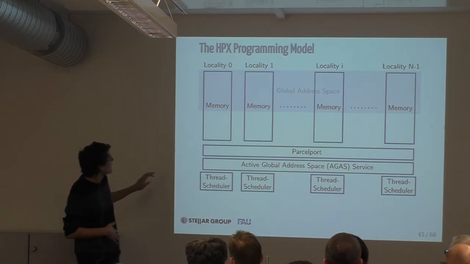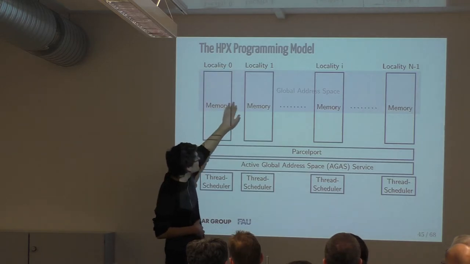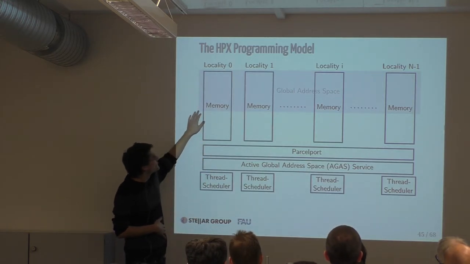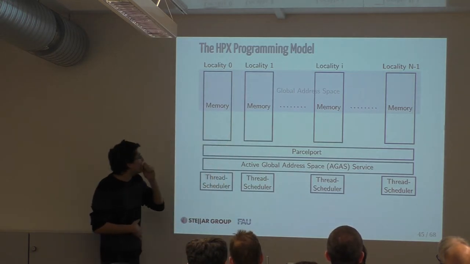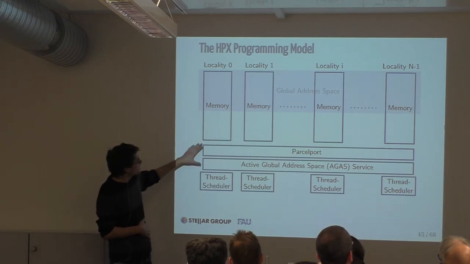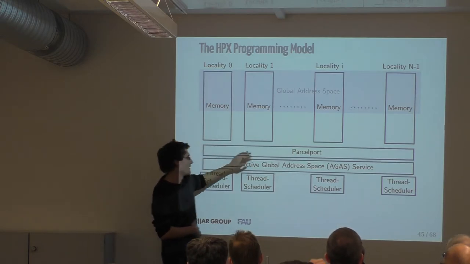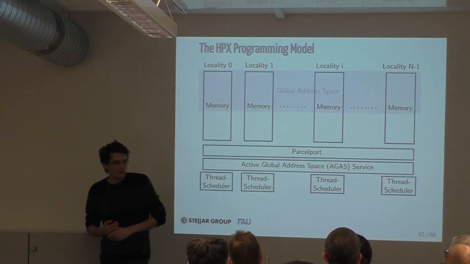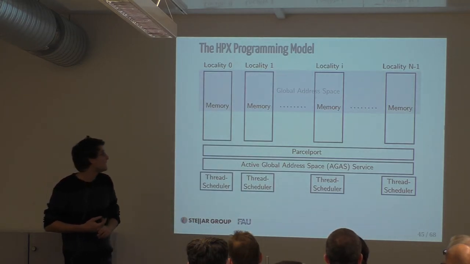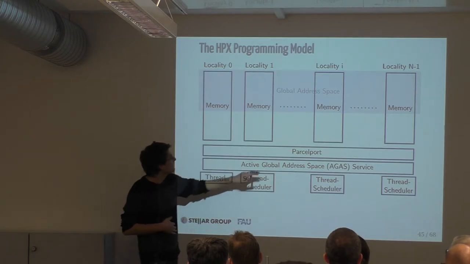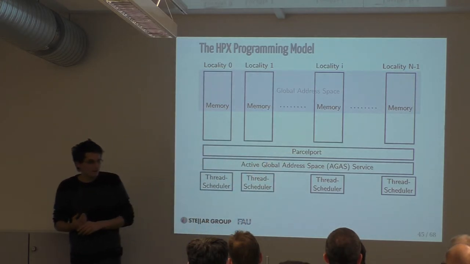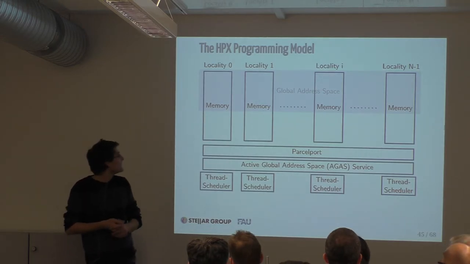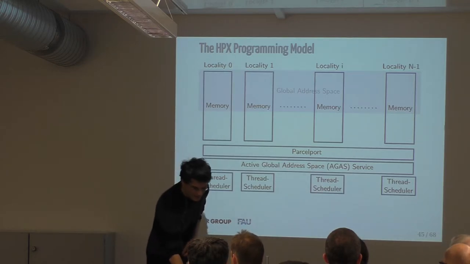So on top of those process private address spaces, we spawn a global space, and this address space is realized with something we call a parcel port and the active global address space service, which does the address translation and sends out the messages or parcels via the parcel port. And the parcel port is an abstraction over the myriads of different networking solutions that are out there, right? So how does this work?